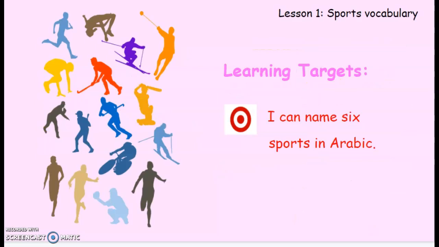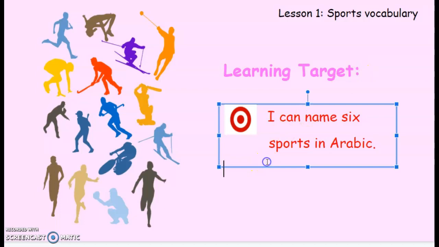Let's go ahead and have a look at our learning targets. Actually it is one learning target. Let's remove the S. I can name 6 sports in Arabic. Today's learning target for lesson 1 is I can name 6 sports in Arabic.